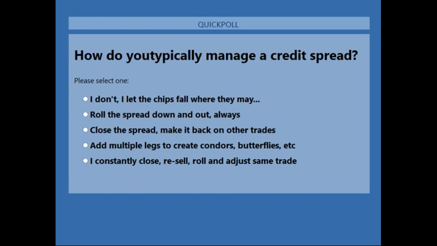Or do you find yourself constantly closing, reselling, but then rolling again and adjusting a spread on the same stock and the same structure until you can get it back to profitable? What best describes your management techniques, what you've done in the last maybe 10, 12 months, or even if you just started 3 months ago trading bull put credit spreads?